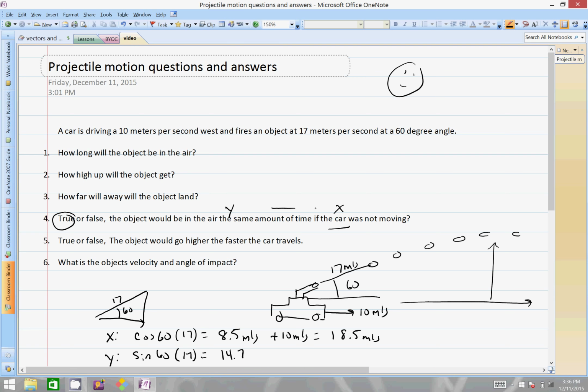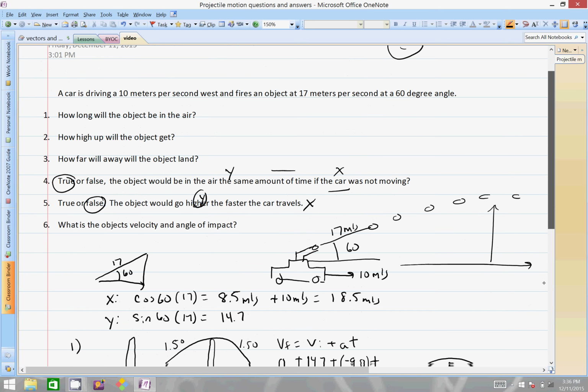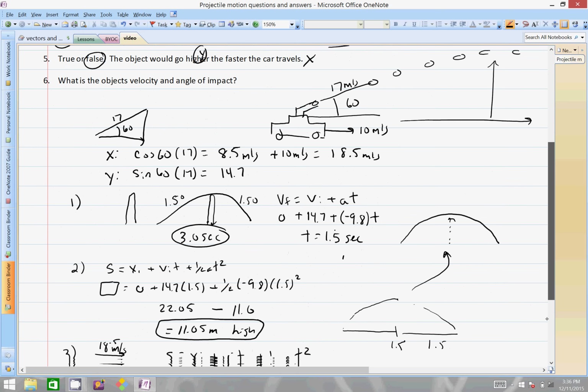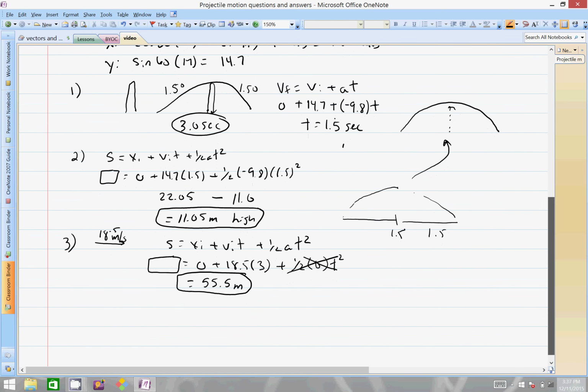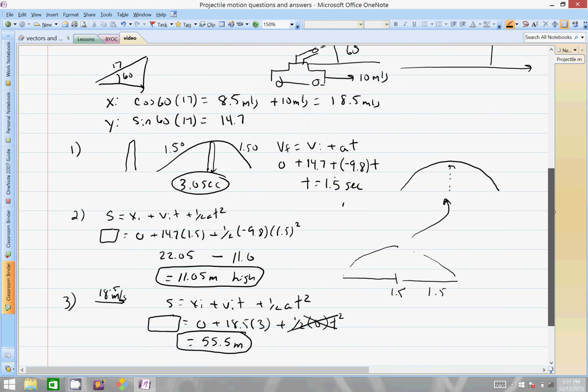True or false, the object would go higher as the car travels faster. Again, that would be false. How high it goes is controlled by the y component, and the car moving faster is moving in the x component, so that would not matter. The object is going to land farther away because of the car moving. So this 55 meters is landing farther away because the car is also adding a push to that object. So 4 and 5 are done.